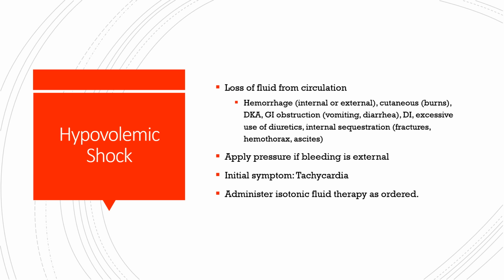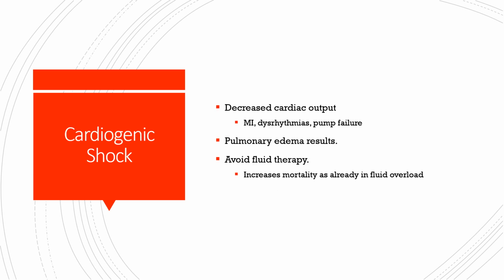With hypovolemic shock, treatment is usually fluid replacement. You want to give them fluid therapy as ordered and monitor vital signs as well. Cardiogenic shock is a decreased cardiac output. Causes are usually MI, dysrhythmias, and pump failure. You're going to see pulmonary edema result, and that can differentiate cardiogenic shock from other shocks. Also be mindful of fluid therapy. Giving fluid actually increases mortality, as they're already at fluid overload. So you don't want to give them more fluid on top of that.